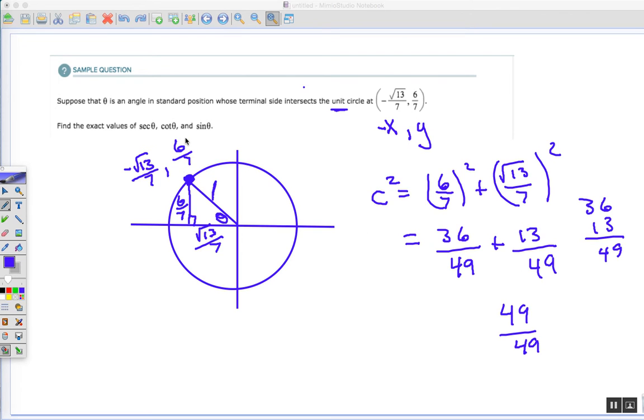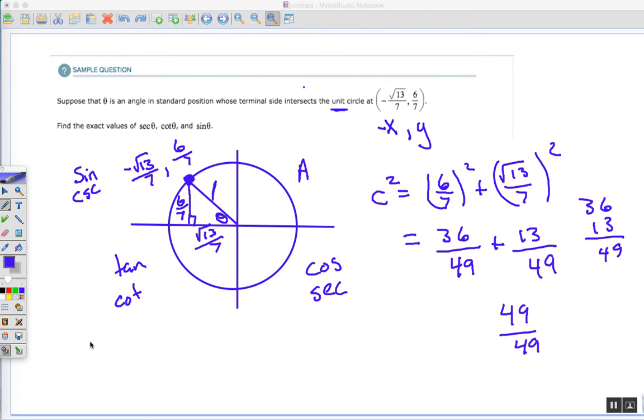So the next thing you want to think about is, where are these trig functions positive and negative? So in a previous video, I've talked about where sine, cosine, and tangent are positive and negative. So in this first quadrant, everything's positive. In the second quadrant, sine and cosecant are positive. In this third quadrant, tangent and cotangent are positive. And in this fourth quadrant, cosine and secant are positive. So now all we need to do is find the exact values.